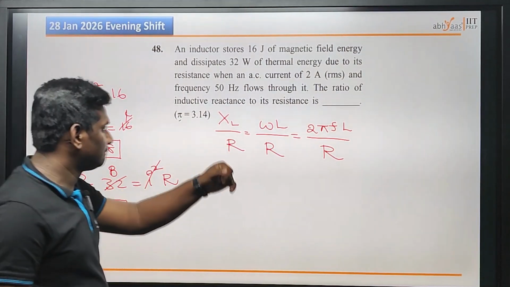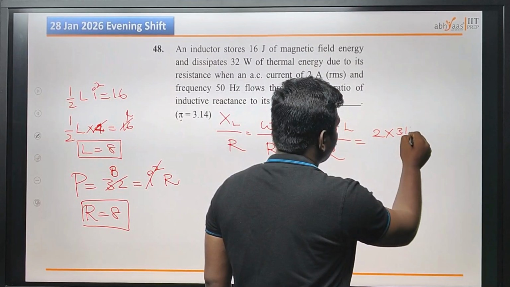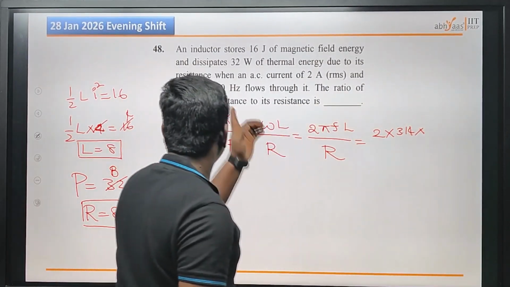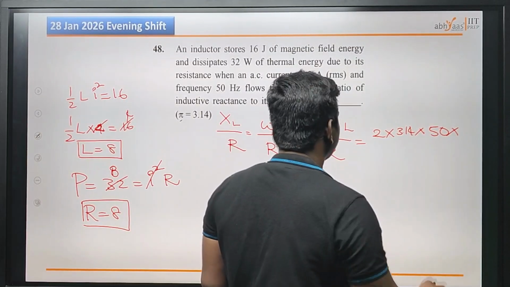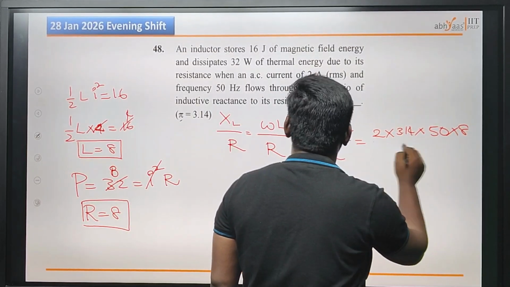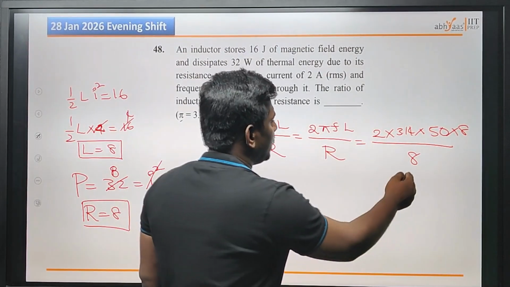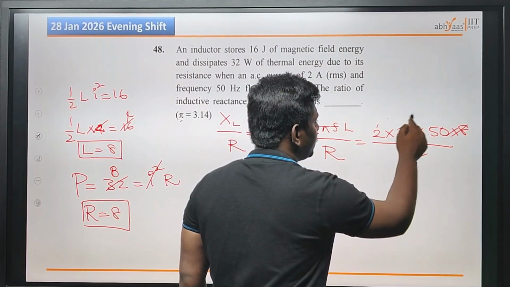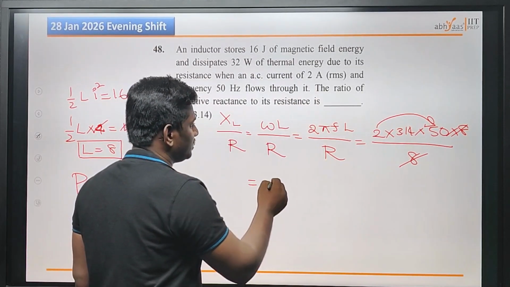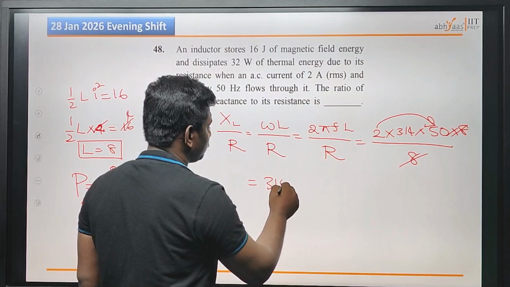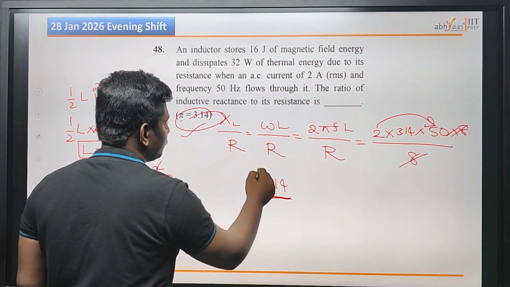See here, come to here. 2 into 3.14, frequency 50 Hz. I am writing here, please see, 50 Hz. 50 Hz into 8 by 8, 8 gets cancelled. 100 into 3.14, that is nothing but 314. This is your answer. 314 is your answer.